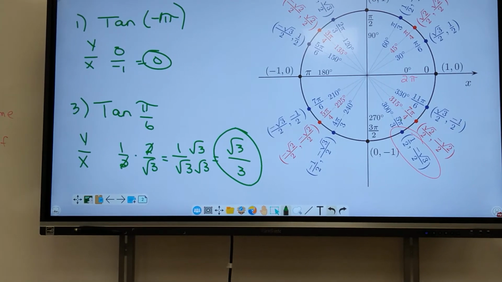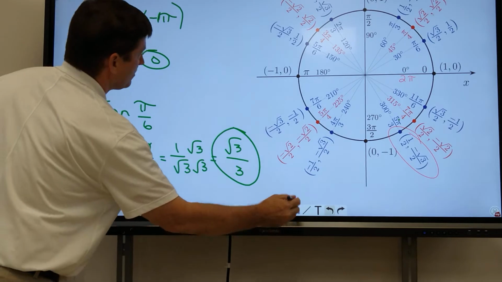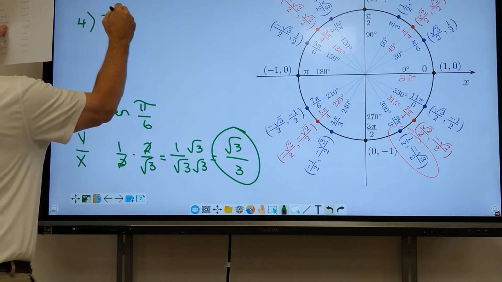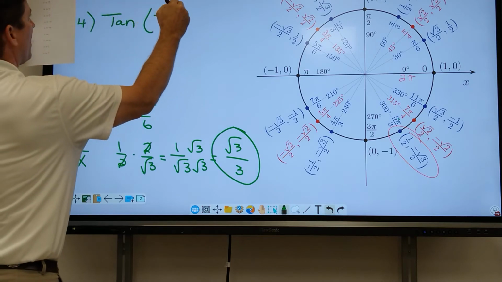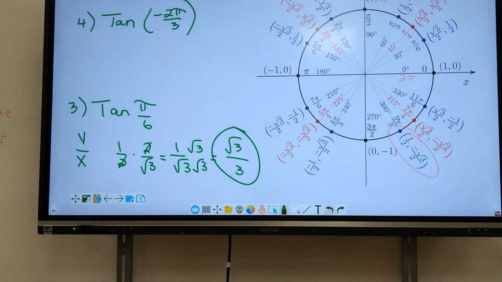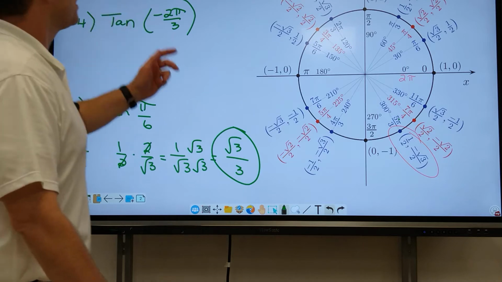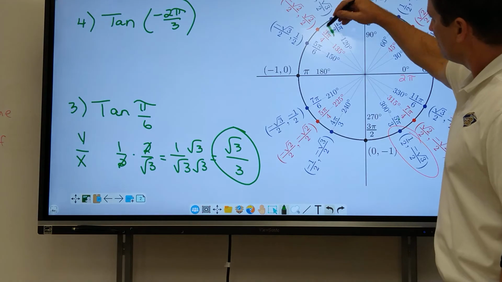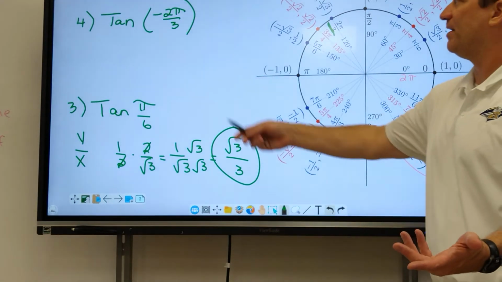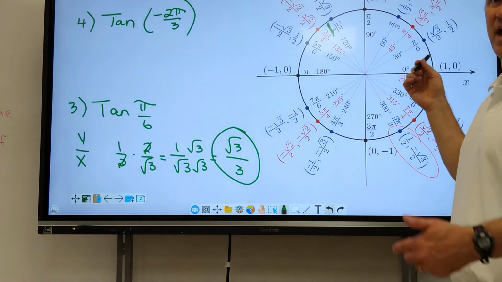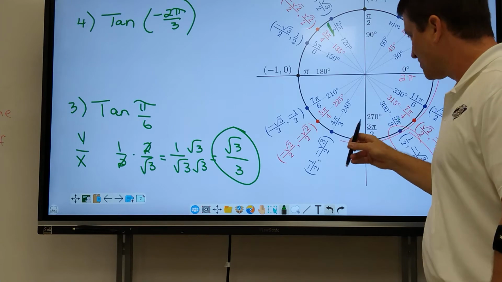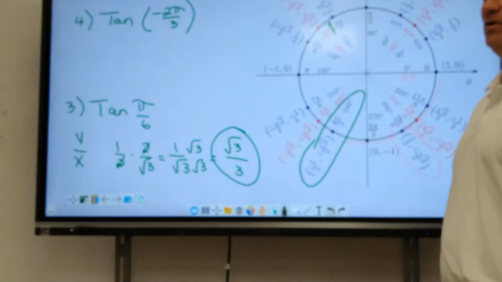Alright, I think we need to do number 4 and number 5. Let's do those two. Number 4, I got tangent of negative 2 pi over 3. You got to be able to find that on the circle without a calculator. How do we do it? Easily. Let's go to positive 2 pi over 3. Find that first. It's right here. Now, there's a couple different ways you can find negative 2 pi over 3. You can use the count backwards method. 1, 2, 3, 4, 5 dots this way. So go 5 dots this way. It'll be right there. What's another way you can do it?